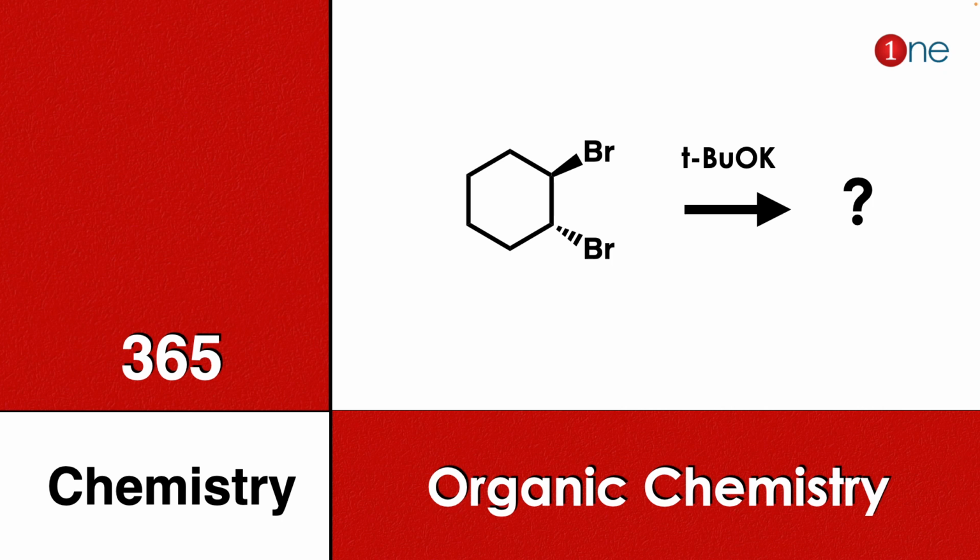Organic chemistry questions for you. Here you have cyclohexane with two bromines which are trans to each other. You are reacting it with tert-butoxide. You have to find what will be the final product.